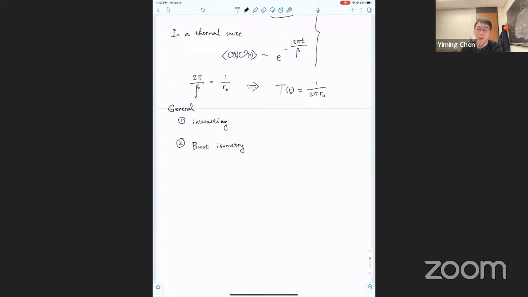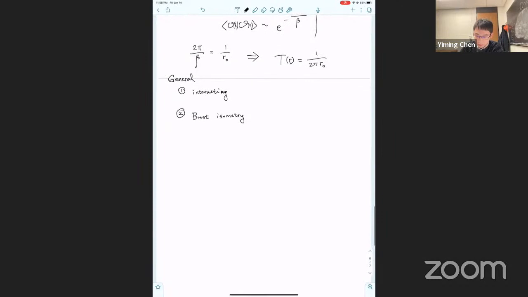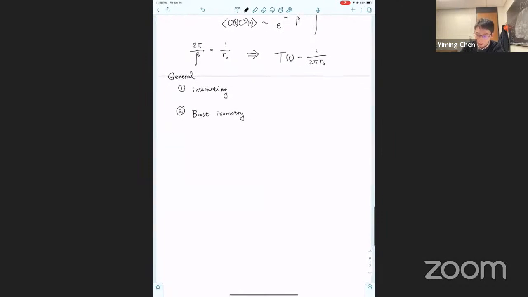So in Minkowski space, of course, we have that. But another common example that you might encounter is the de Sitter space. Let me just draw a cartoon of the de Sitter space. It is a space that expands towards the future and also expands towards the past. And the metric of the de Sitter space is very simple.